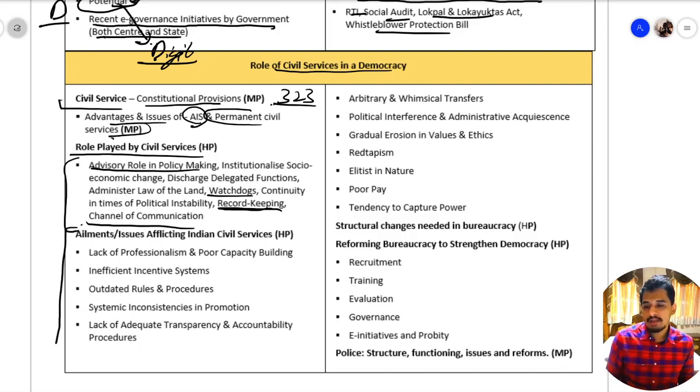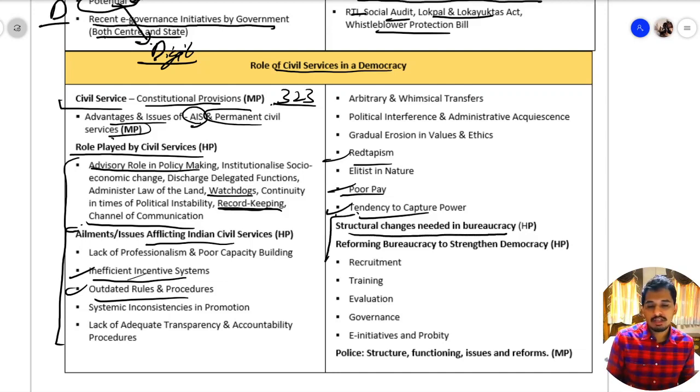Then what are the ailments and issues afflicting Indian civil services? We have inefficient incentive system, outdated rules, red tapeism, poor pay, tendency to capture power, etc. Okay, then we have at last the structural changes needed in bureaucracy and reforming bureaucracy to strengthen democracy. Okay, what are the reforms needed? Reforms are needed in recruitment, training, evaluation, governance, and e-initiatives and probity area. This you can find in the 75 strategy of Niti Aayog.